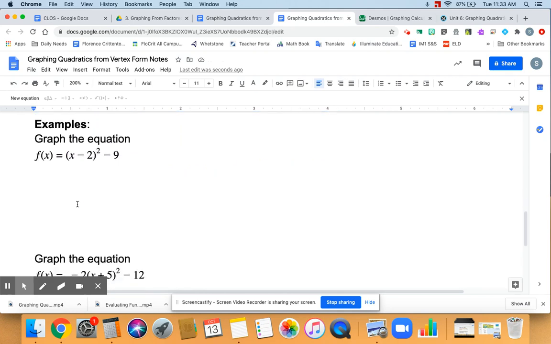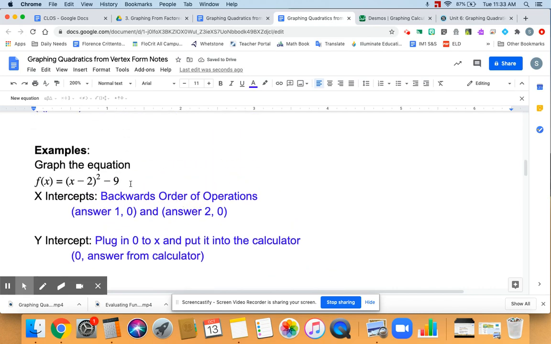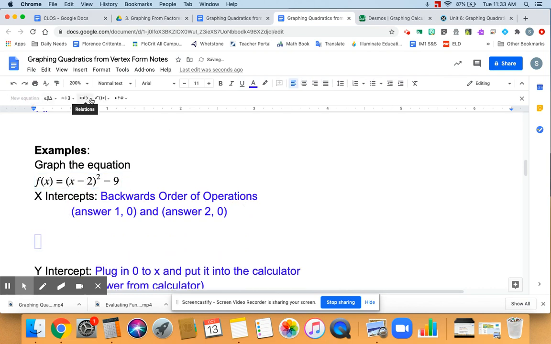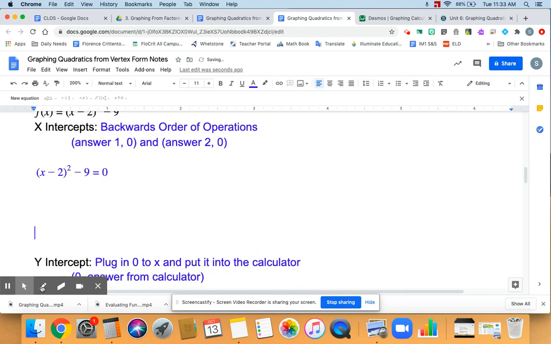All right, so let's do some examples of figuring these out and graphing. So for x-intercepts, I'm just going to do backwards order of operations. So the equation is x minus 2 being squared minus 9. I'm going to make it equal 0. Now I need to solve for x. So that's my first step. I have to add 9 to both sides.